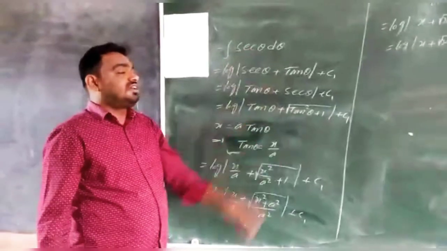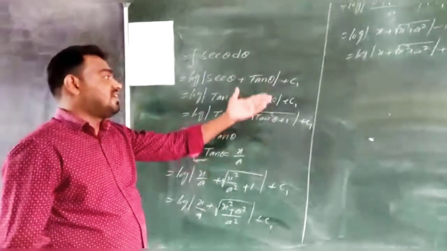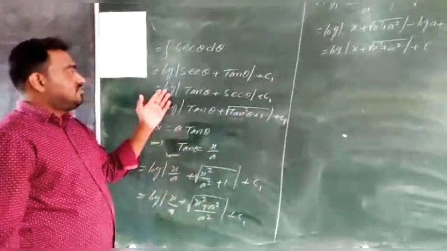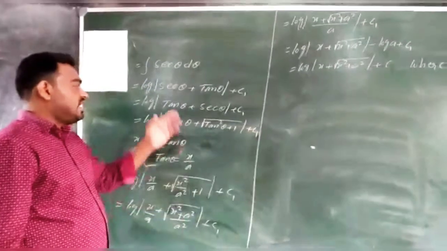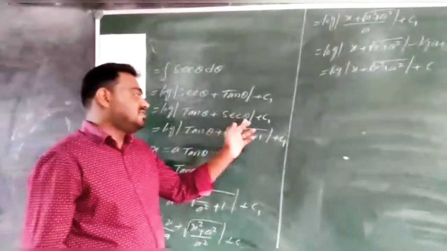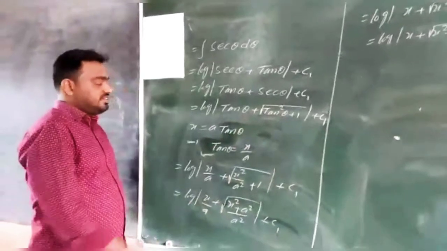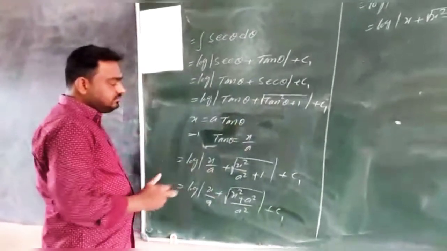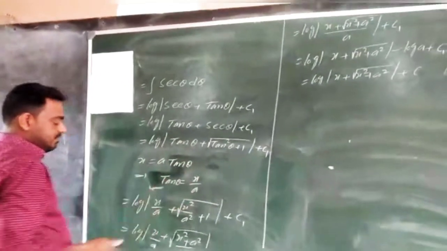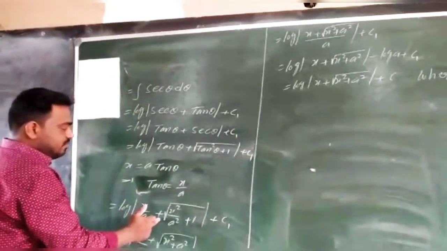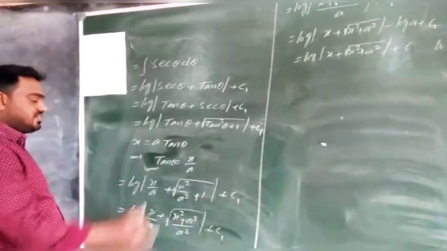What is the formula for the integration of secant theta? It is log mod secant theta plus tan theta plus integral constant c1. So that is log of tan theta plus secant theta plus c. Secant theta is square root of tan square theta plus 1 from the trigonometric identity. Since x is a tan theta, tan theta is x by a. Substituting x by a in place of tan theta, that is log mod x by a plus square root of x square by a square plus 1, plus the integral constant c.